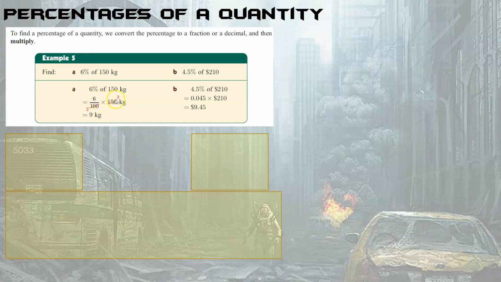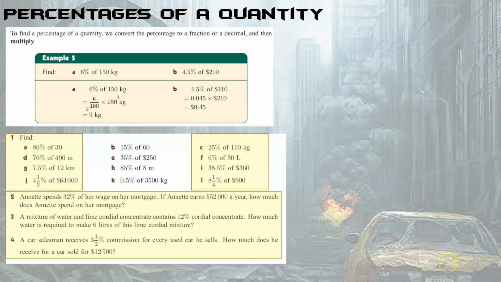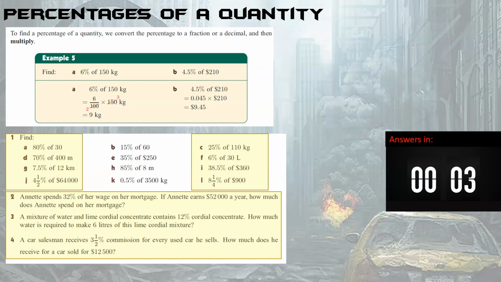We've just simplified the fraction here. We've divided 100 into 50 and 150 into 50 3 times. We get 9 kilograms. Same thing here. We've changed to a decimal. So 4.5%, we move the decimal 2 spots backwards. 0.45 times $210 gives us $9.45. Try these questions out in Highlight where we're converting percentages of actual values. Answers will be up in 5 seconds.